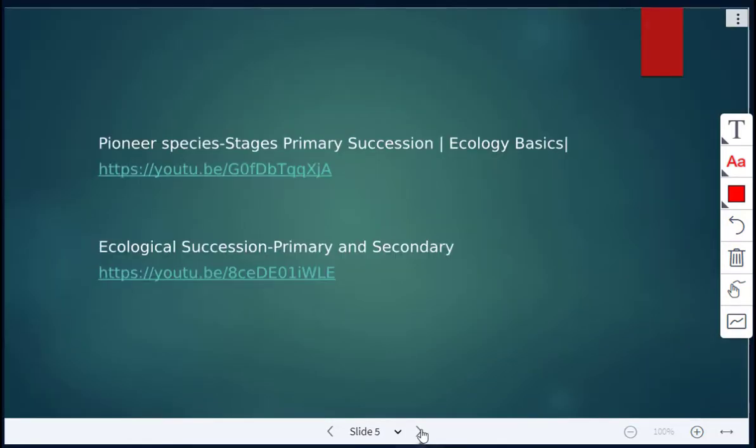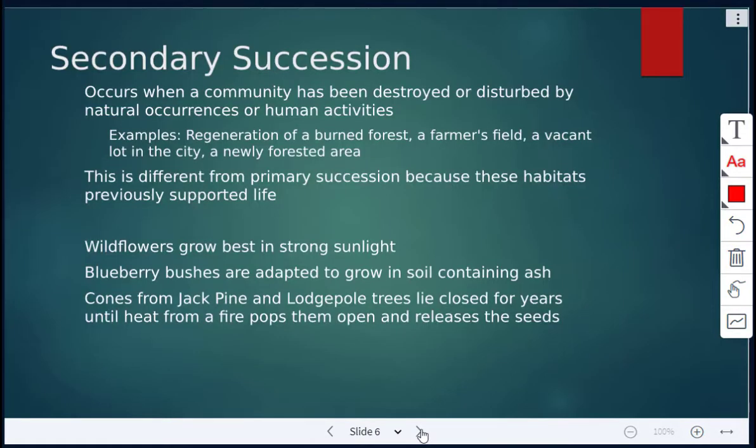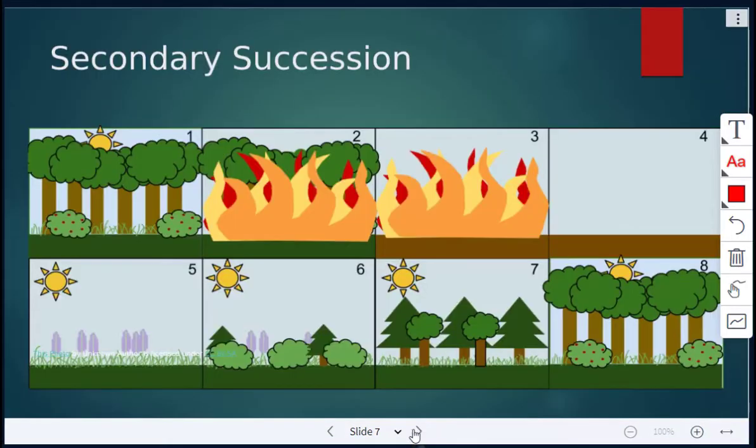And that climax community can then exist for many, many years. Comparing that to secondary succession, this is where life was there before, and then a community was destroyed by, for example, human activities like deforestation, or some sort of natural occurrence like a burned forest or flooding. But life did exist there before. So here maybe it was a forest fire, but soil is still there, and then we'll have new growth, and then eventually a climax community again.